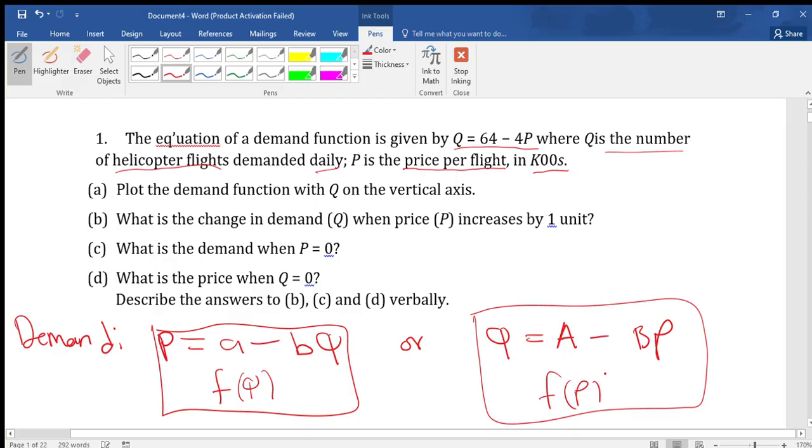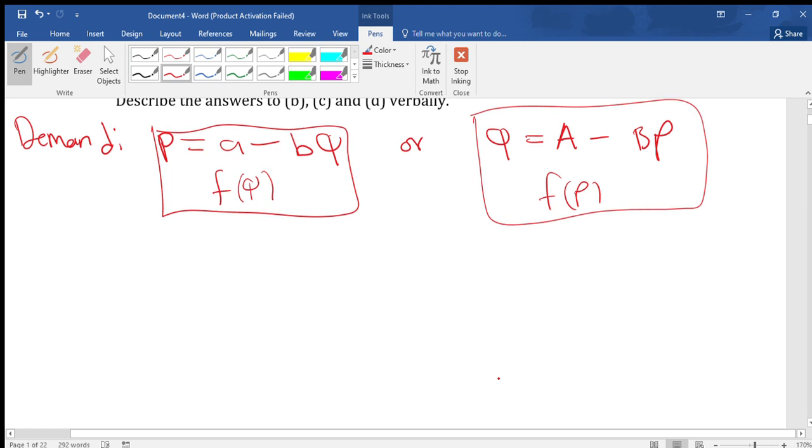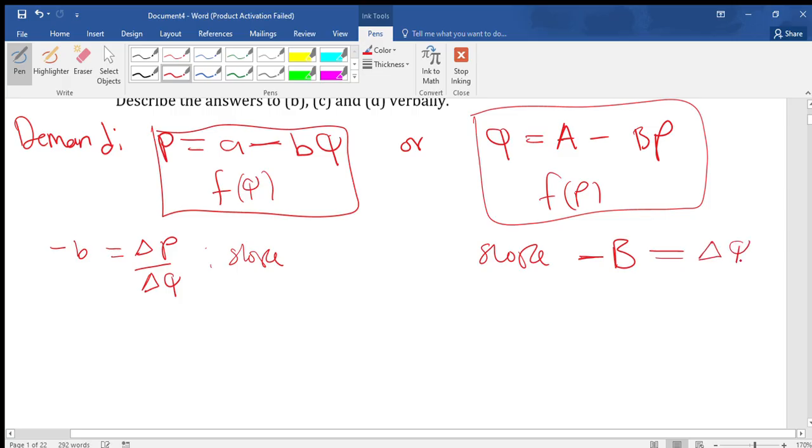Now, every time it comes to the sketch of these functions, remember the slope is negative. Negative b here is the slope. This negative b is explaining the changes happening in p over the changes happening in q. Here, what will be the slope? The slope is this negative capital letter B, because the comparison is q and p. So the comparison in this case will be the change in q over the change in p.